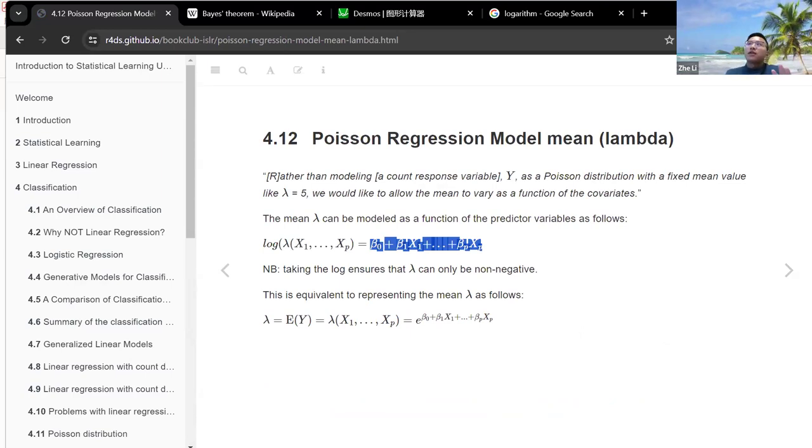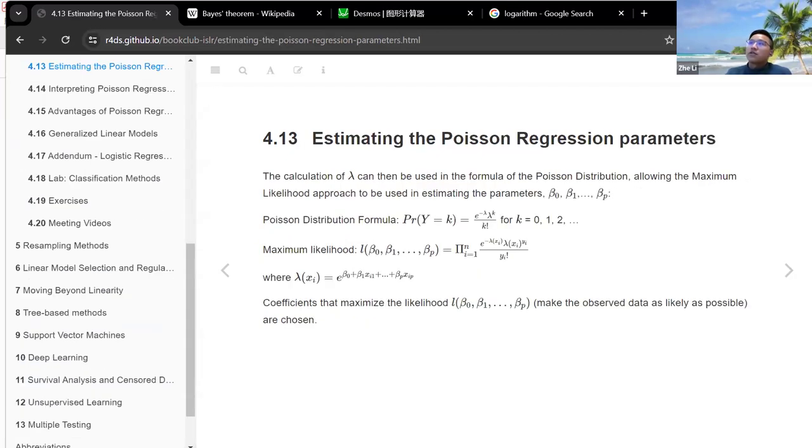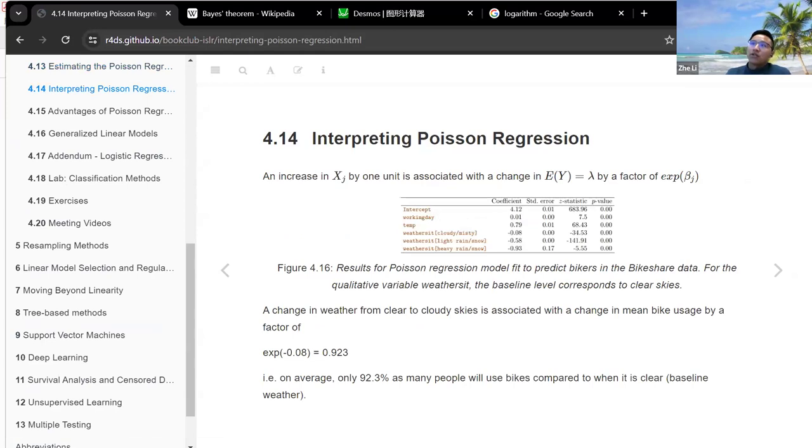So this is the underlying modeling function of the GLM, and based on that, we can go back to our lambda, which is the expected value, and take e to the power of this function to get our result. The caveat of this result is that we have to interpret it.